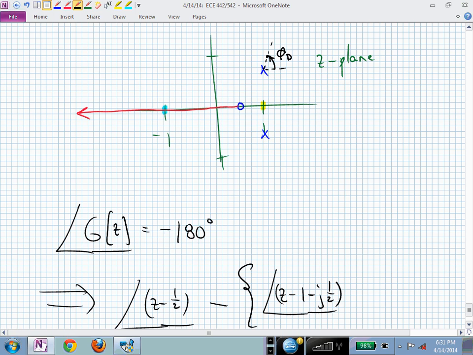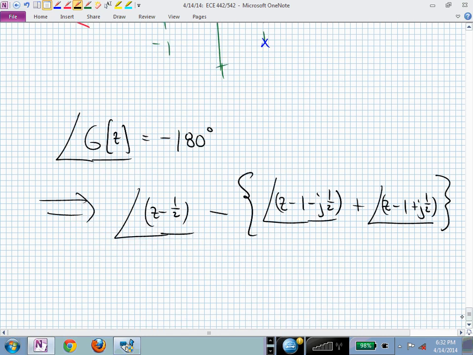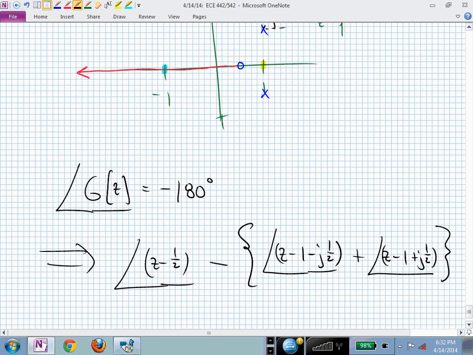Up or down? That's the one up, isn't it? Z minus 1 plus j1 half will make that vanish. So that's the upper complex pole, and I have its twin down below, z minus 1 plus j1 half. Does everybody see what I'm doing?